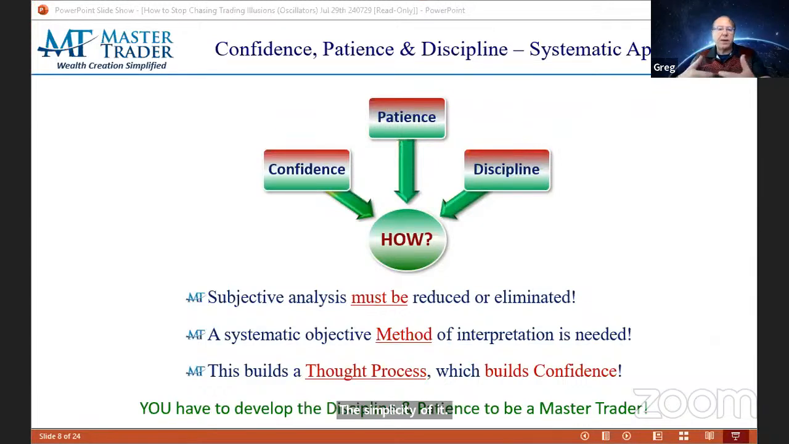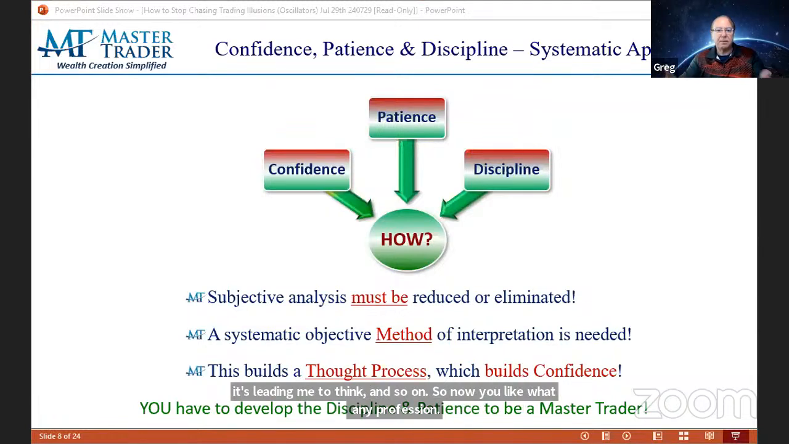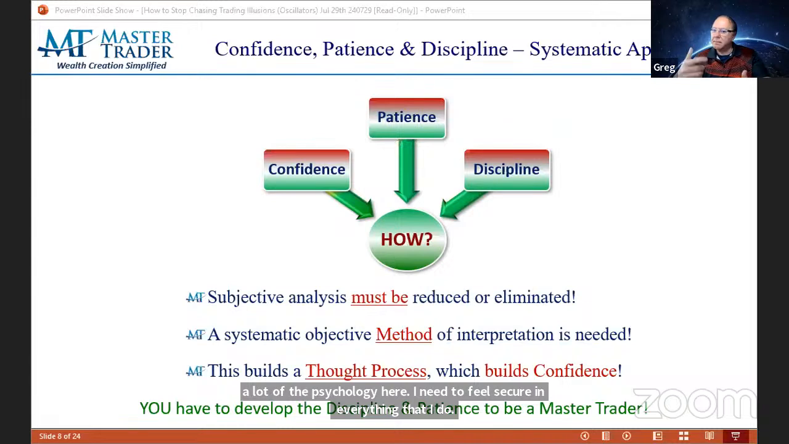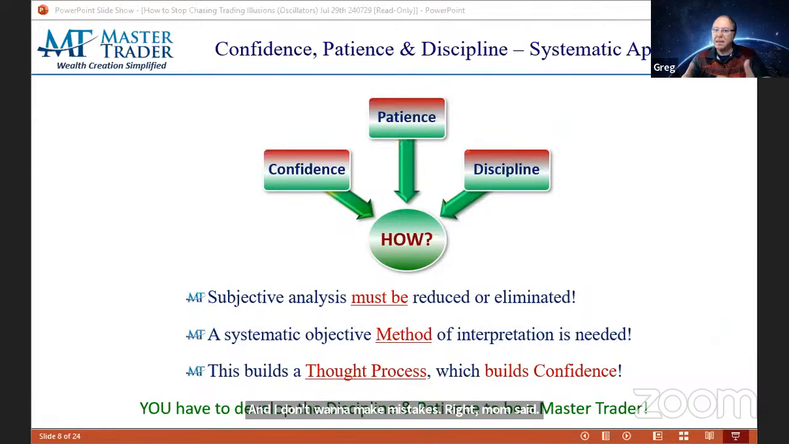So now, like with any profession, you have to begin to utilize that information, that method. And utilizing that and gaining experience, you'll begin to build confidence if you can follow the method. Now, markets are a very different animal than other professions because we all want to feel secure. Right? There's a lot of psychology here. I need to feel secure in everything that I do, and I don't want to make mistakes. Mom said, think about what you're doing, don't make mistakes, study this, blah, blah, blah.